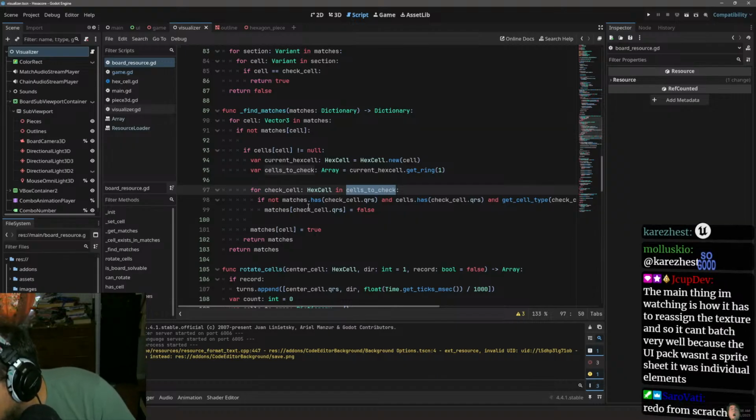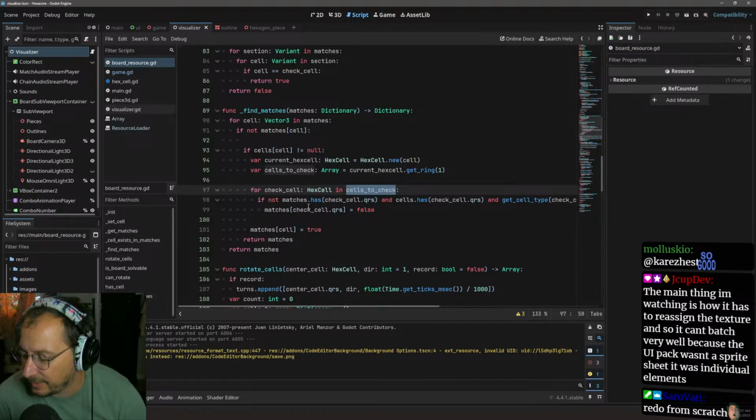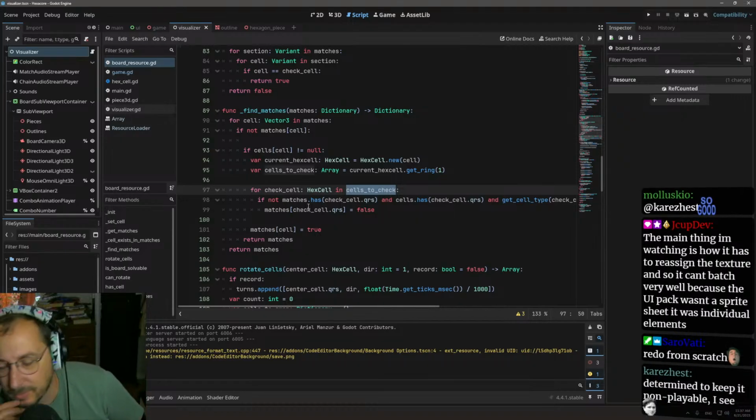The main thing I'm watching now is how it has to reassign the texture, and so it can't batch very well because the UI pack wasn't a sprite sheet; it was individual elements. Oh, so you could make an atlas and solve some of this problem. How hard would it be to do atlas texture for it, and just assign the coordinate for each of the little segments?